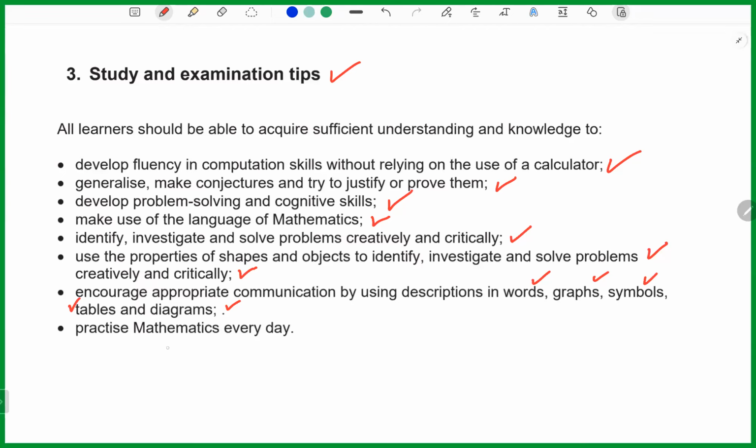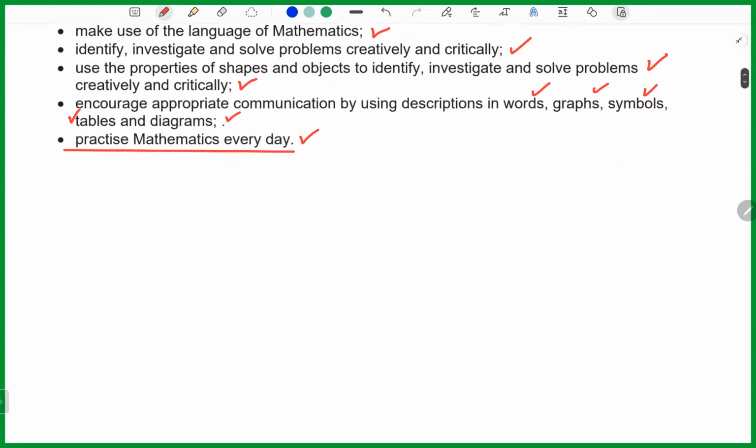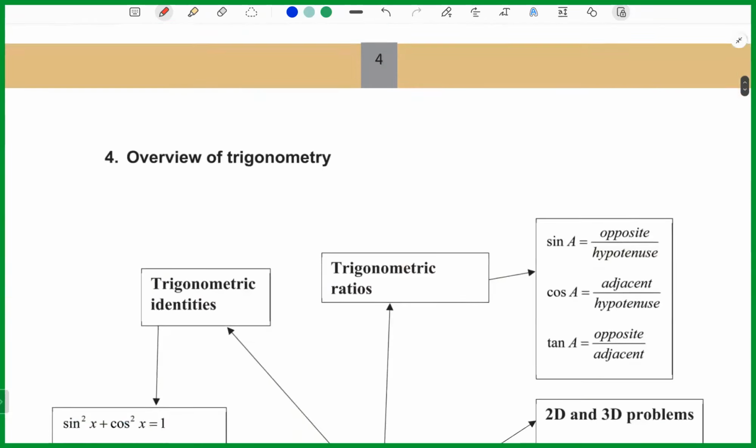Learners need to be able to practice mathematics every single day. So this is just one of those key things here. Learners need to be able to practice mathematics every day, daily.